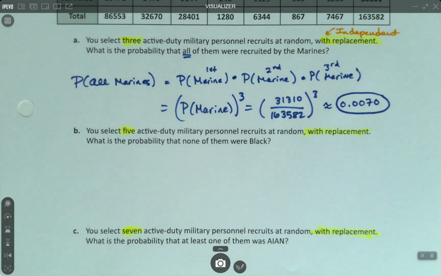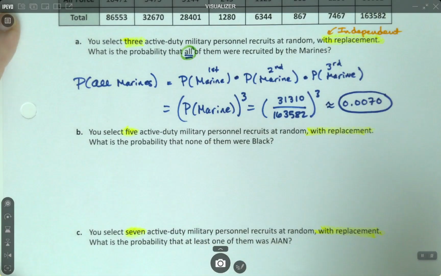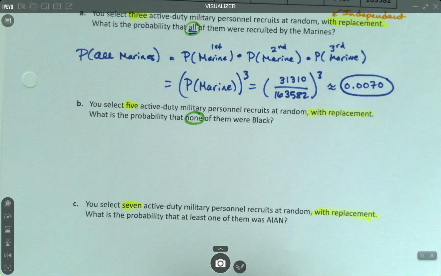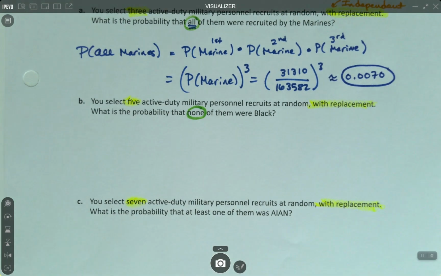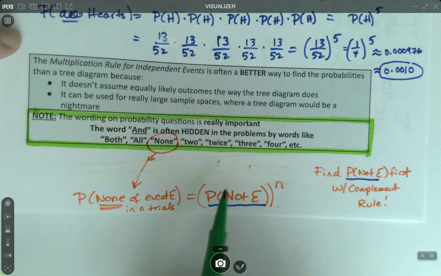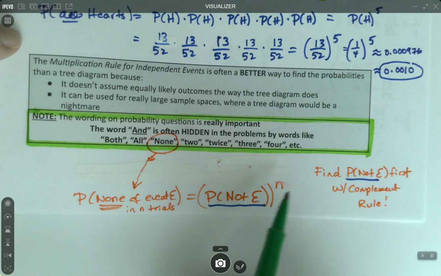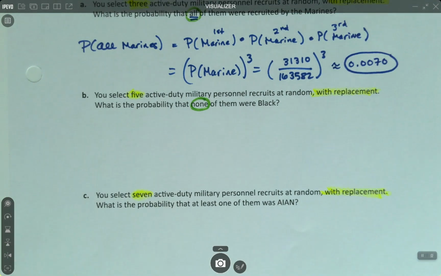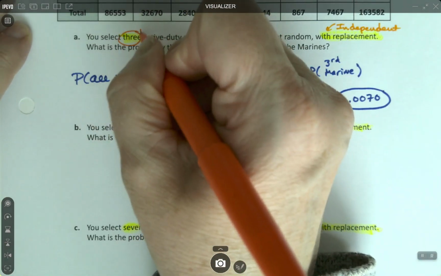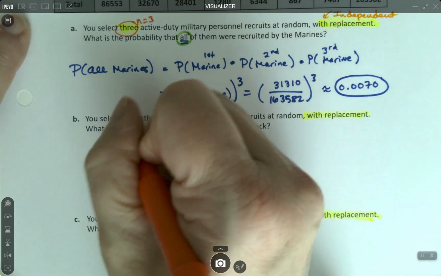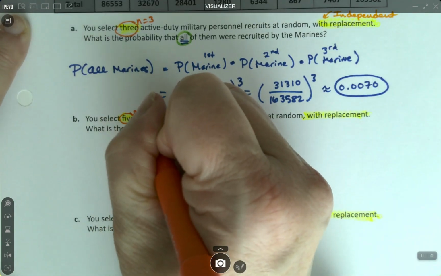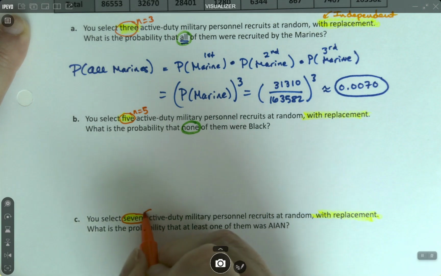Now this one was an all question. This one is none. Nones are a little bit tricky because you have to find the probability of not getting it and then raise it to the power you're looking for. I talked about it at the bottom of this page. So you want the probability of not being whatever you were looking for to the n power. This first one had n as 3. This one has n as 5. And just to preemptively get this done, the next one has n as 7.